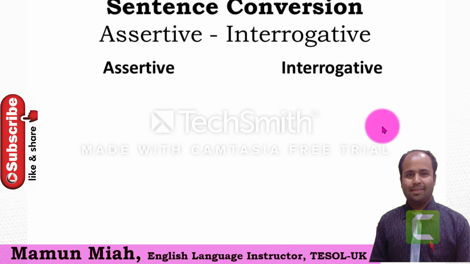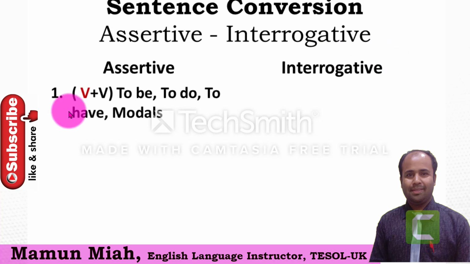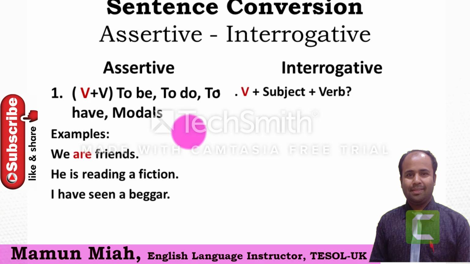Now, my dear student, we'll talk about how to change assertive form to interrogative form in a conversion sentence. The first rule, the same. If you find two verbs in a sentence and the first one is auxiliary, that means to be, to do, to have, and modals, then how to change it to interrogative form? This is very simple. First, you have to write the auxiliary verb, then subject, then verb. That means to make an interrogative sentence, always you have to write the verb first.